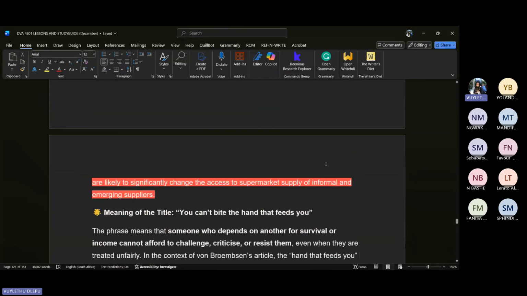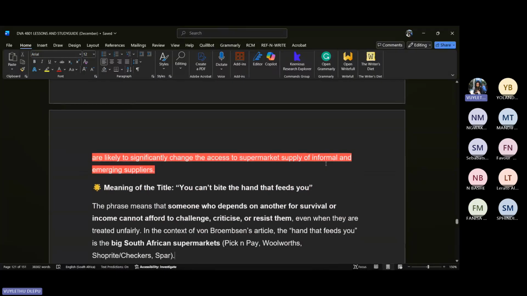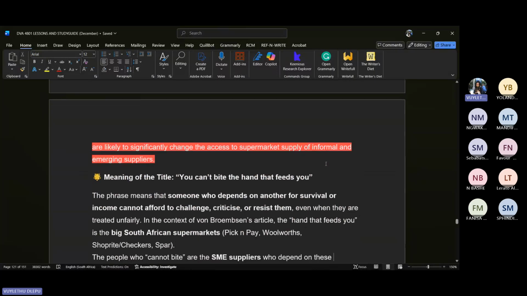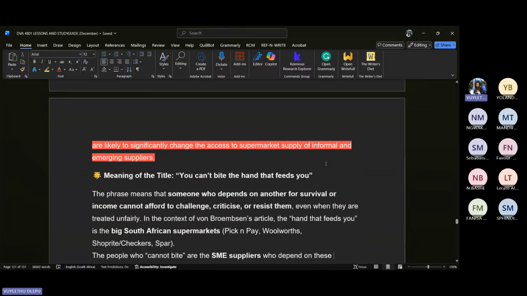So I looked at the title and it says, you can't bite the hand that feeds you. So I got a generative summary about what that should mean. This means that someone who depends on another for survival or income cannot afford to challenge, criticize, or resist them, even when they are treated unfairly. In the context of Van Broomsen's article, the hand that feeds you is the big South African supermarkets. So this is the other case study now, because it has Pick n Pay, Woolworths, Shoprite, and Checkers.